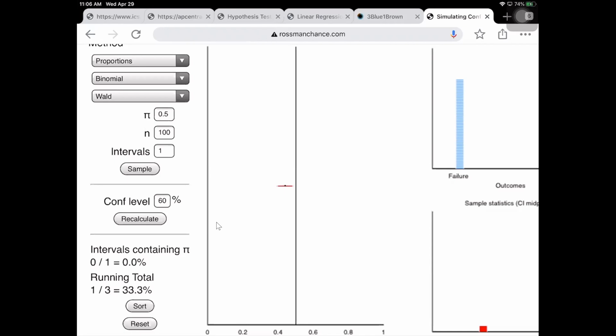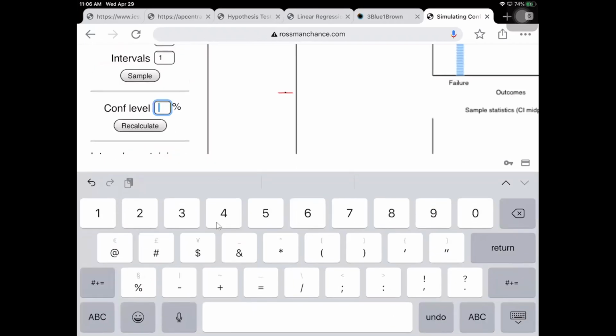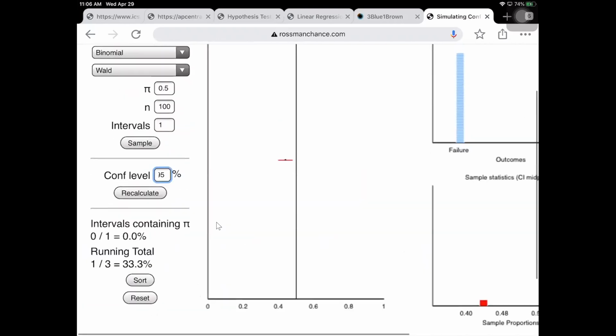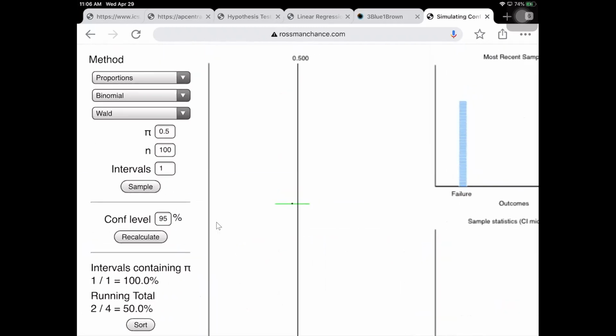All right, so let me change this back to 90. Let's do 95%. All right, so what we want to do now is see what's going to happen if we change the sample size. So say we go from a sample size of 100 to 10, so I'll put this in the chat.